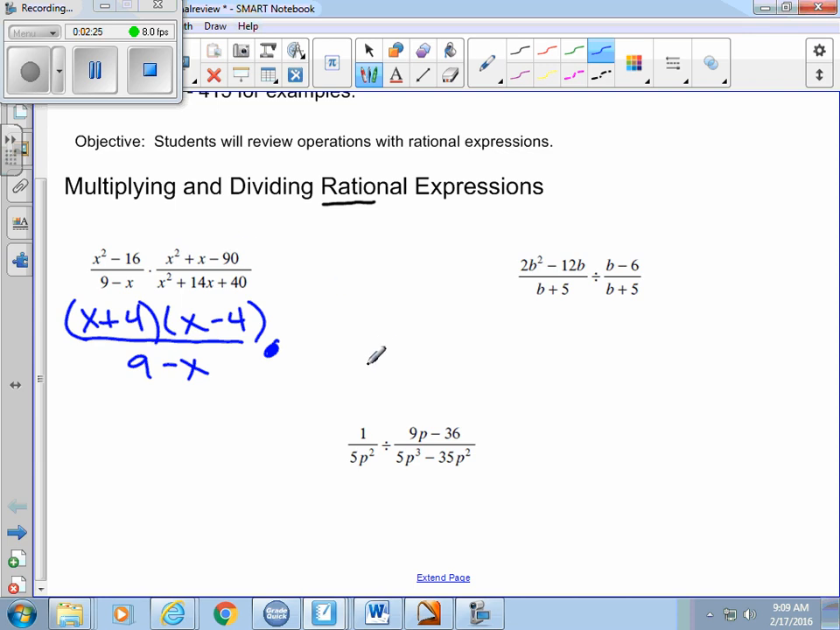What about this one? What do I do on x squared plus x minus 90? What do I ask myself? Good. What are the factors of 90 that subtract to give you 1? And what? Good. 10 and 9. X plus 10, x minus 9. And what about the factors of 40 that add to give you 14? Very good.